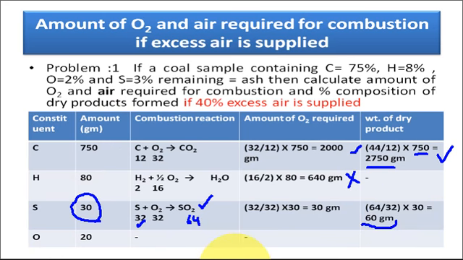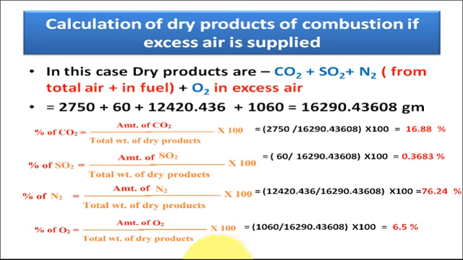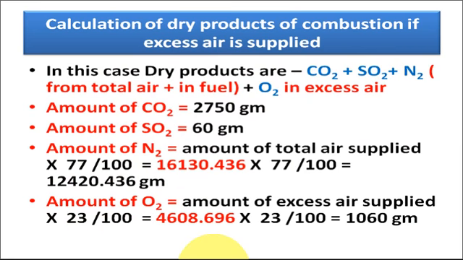Clear? Now, two dry products we are calculating here. Carbon dioxide, which we have already calculated as 2750. Sulfur dioxide, which we have calculated as 60 gram. Now, what about the nitrogen and the oxygen present in the air? To calculate the amount of nitrogen in the air, we have to multiply the total air supplied by 77 by 100.